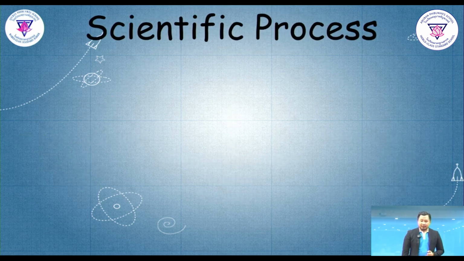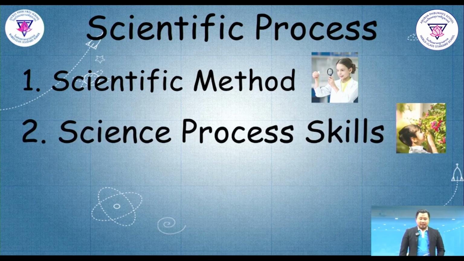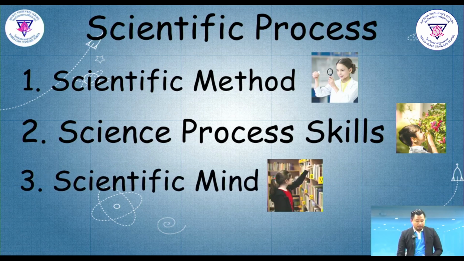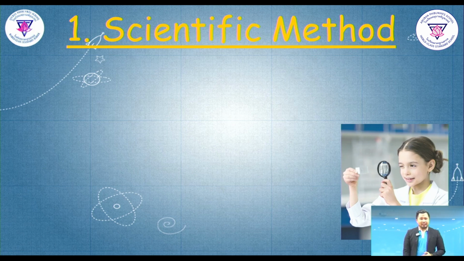Next one, in the scientific process, there are 3 main parts. The first one, scientific method. Second, science process skills. And the last one, scientific mind. Meaning to say, it's all in our mind. But first, let's go to number 1. What is the scientific method? Anyone?